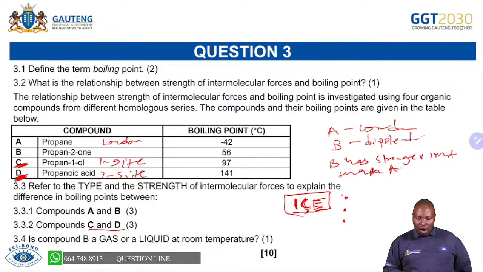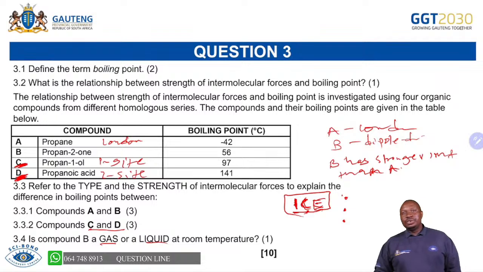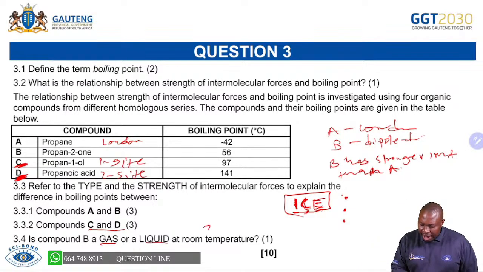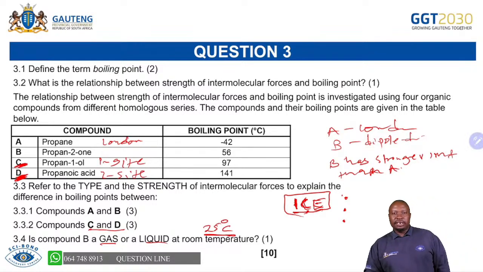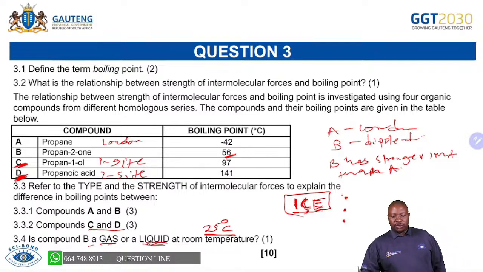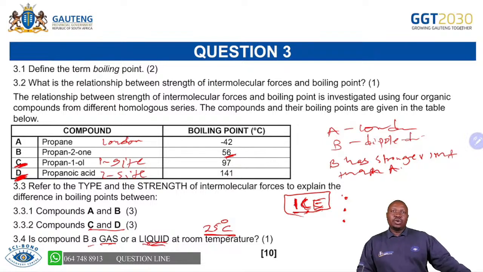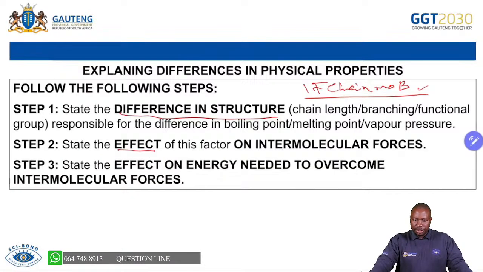The last question, 3.4, it says, is compound B a gas or a liquid at room temperature? So you are able to check room temperature, learners. It means 25 degrees Celsius. So if you look at B, it boils at 56. So it can't be a gas before it boils. So it must be liquid. So you're able to choose liquid as your answer there. I hope that helps you as you deal with these questions and you are able to collect these marks when you get this question. Thank you.